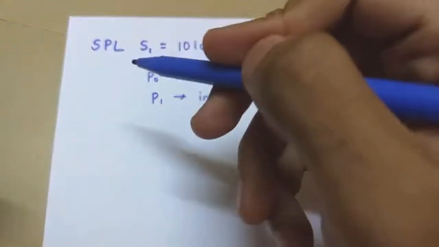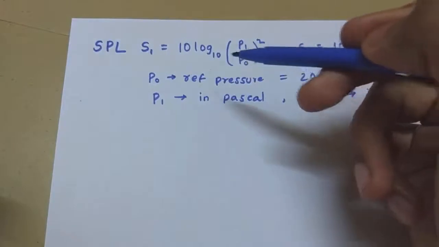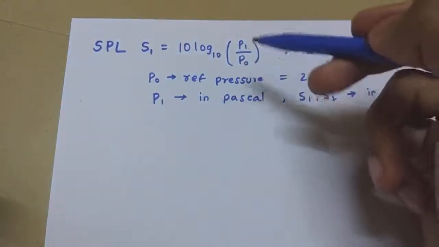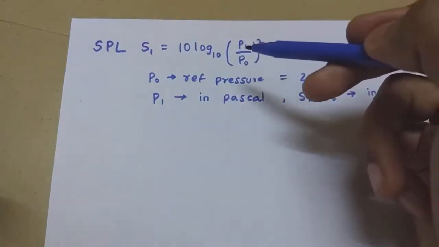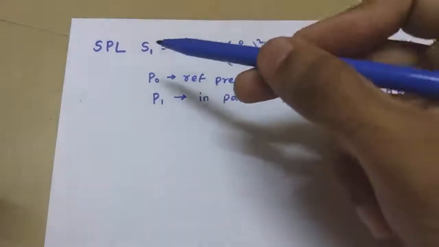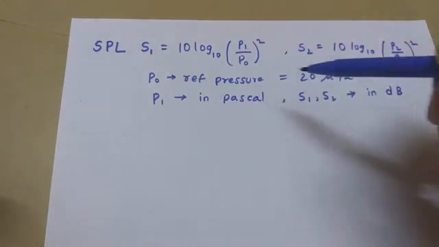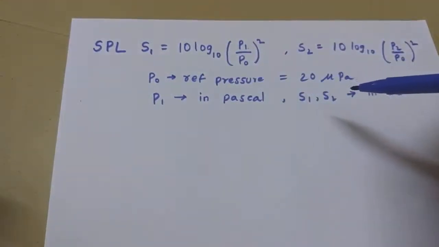So this is the sound pressure level S1, which is given by this equation. S1 is 10 times log to the base 10 of (P1 by P0) the whole squared. P1 is the sound pressure, which is measured in Pascal, whereas sound pressure level is measured in decibel. It is relative to the reference pressure, which is 20 micropascal.